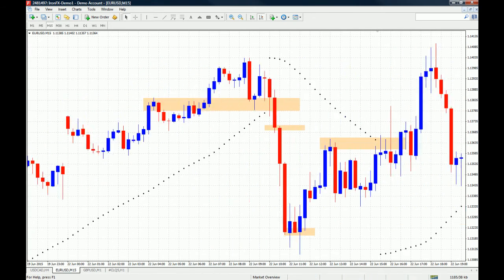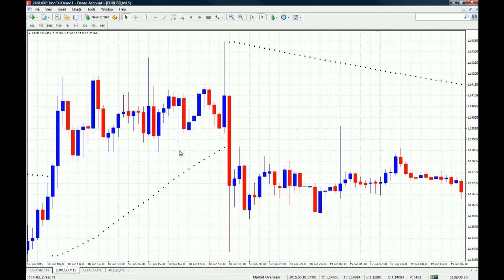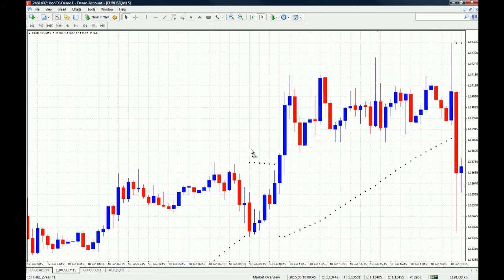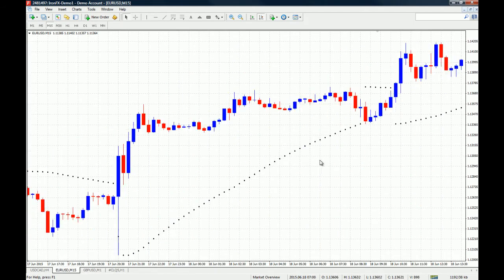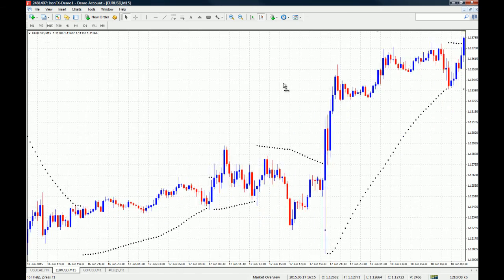Now let's go back a little bit to look at this example right here very shortly. We have a break of the parabolic SAR. We have a break of this area of support, and the entry is right here. 1, 2, 3, 4 candles later, we have a winning trade. Now let's look for that break to the upside.